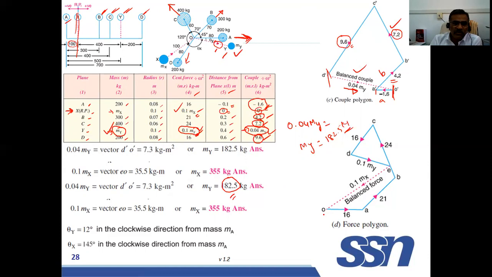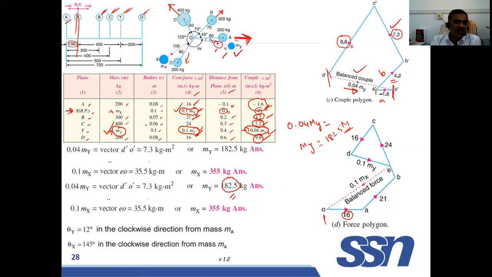You take the point O. How much is the force of the mass A? 16. What is the direction? This is the direction, horizontal direction. 16. You take. Then you come to next one. This is unknown. You need to calculate, so you leave it. Let us take it at the end.